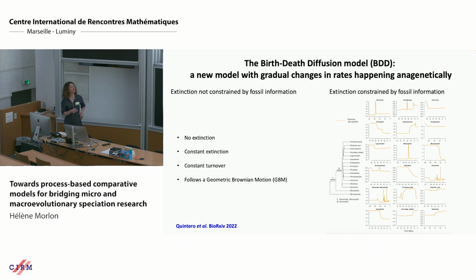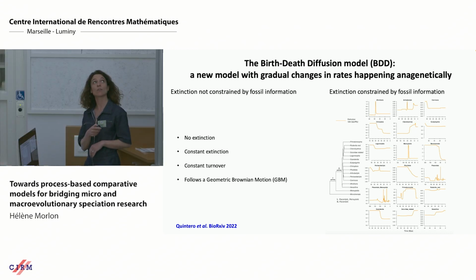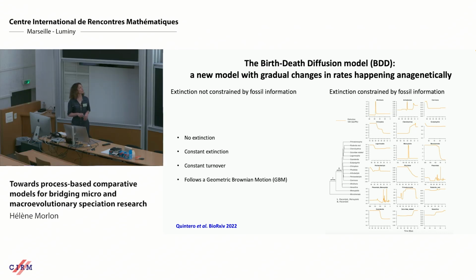So when we don't constrain the extinction rate with fossil information, there are different ways to deal with extinction. Either we can assume that there's no extinction. We can assume that it's constant throughout the tree. We can assume that there's a constant turnover rate, so a constant ratio of extinction over speciation. Usually this is more realistic. Or we can also assume that the extinction rate follows the same geometric Brownian process. And with data augmentation, we can really deal with this model where both speciation and extinction follow geometric Brownian processes.